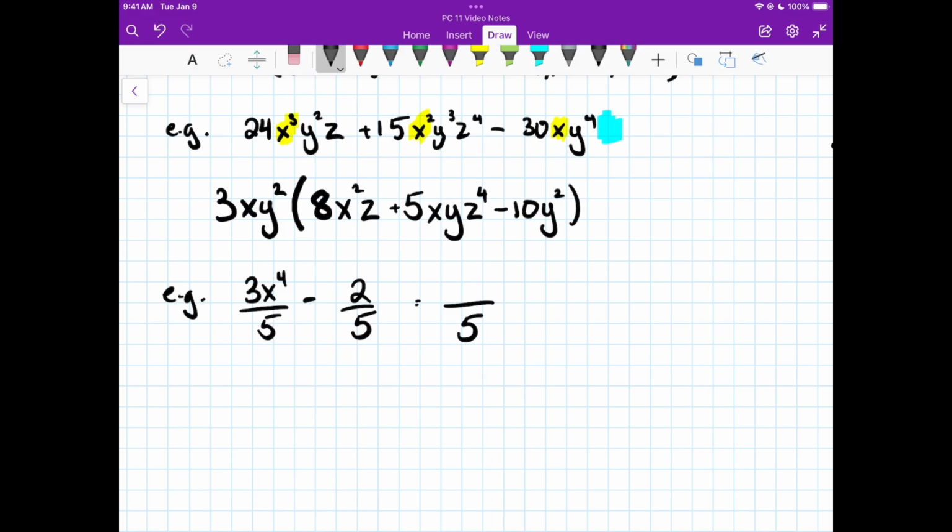Up top, if you look at 3x to the power of 4 and 2, well, with 3 and 2 you can't take out anything. X to the power of 4, you can't take out anything. So there's actually nothing coming out from there. But we do want something on top of our fraction, so what we can do is just take out a 1. It's not going to affect anything, but it fills the space. Once we've done that, what we've got left is just that 3x to the power of 4 minus 2 that we weren't able to do anything with. The denominator is just gone. We took it out.